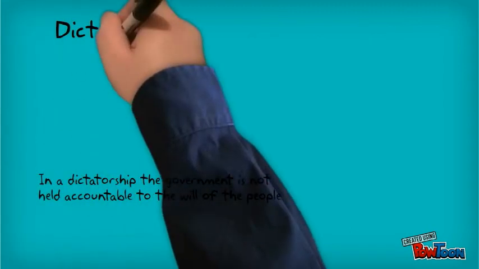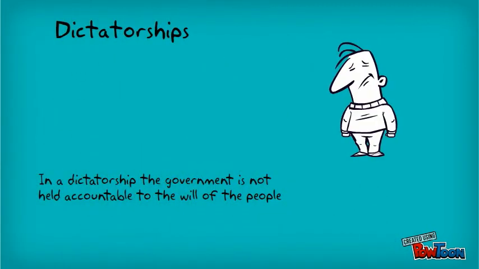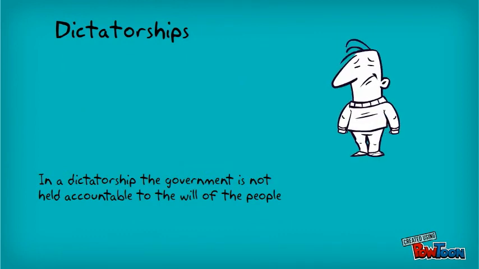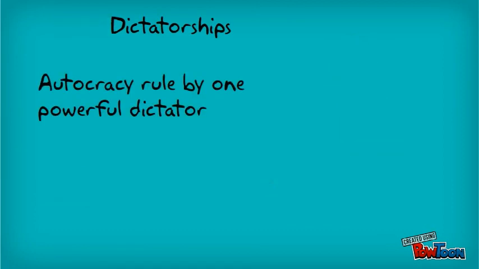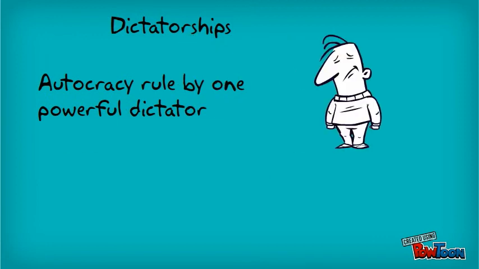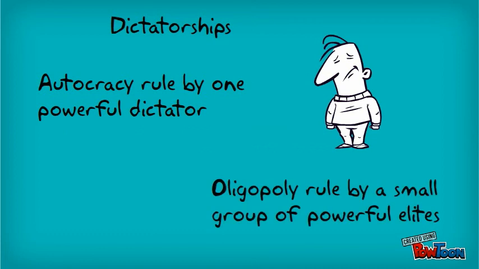Finally, dictatorships. In a dictatorship, the government is not held accountable to the will of the people, and the government can exert significant control. Dictatorships are the oldest and most common form of government. There are a few different types of dictatorships, including autocracy, where one person holds political power, and that power is unchecked. There is also an oligopoly, where the power is held by a small group of elites.